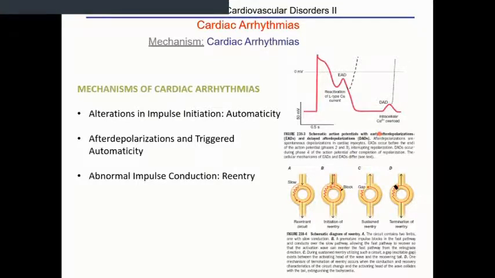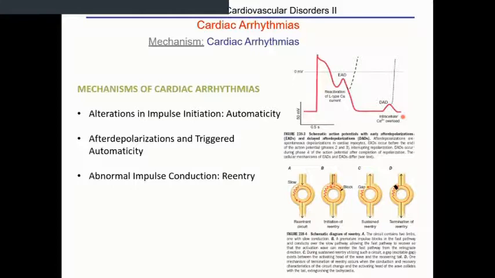Your delayed afterdepolarization, this one here, occurs after the repolarization of the surrounding tissue is complete. So this is during phase 4 of the action potential, and is thought to be the mechanism of triggered atrial tachycardia, arrhythmias of digitalis toxicity, and rare ventricular tachycardias responsive to calcium channel blockers.